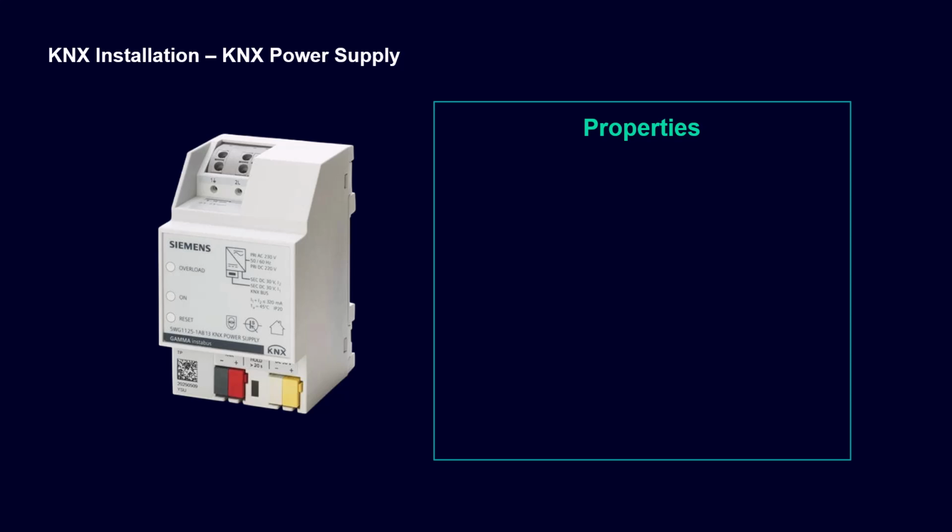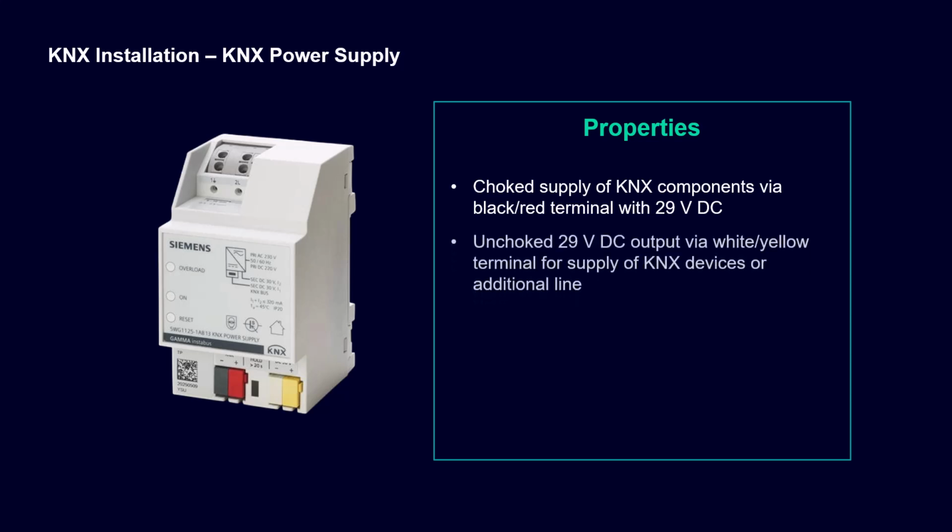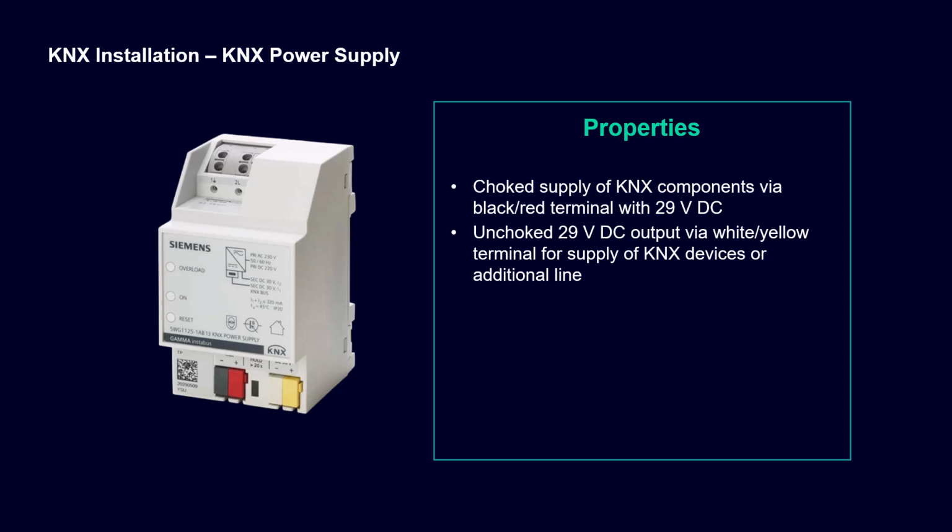The most important property of the KNX power supply is the supply of KNX components via the black-red terminal. This delivers a choked DC voltage of 29 volts DC. Additionally, the white-yellow terminal provides an unchoked 29-volt DC output. This connection can also be used to supply KNX devices with higher power requirements, such as touch displays. If needed, even a second line can be powered. Important: an additional choke is required for the second line.